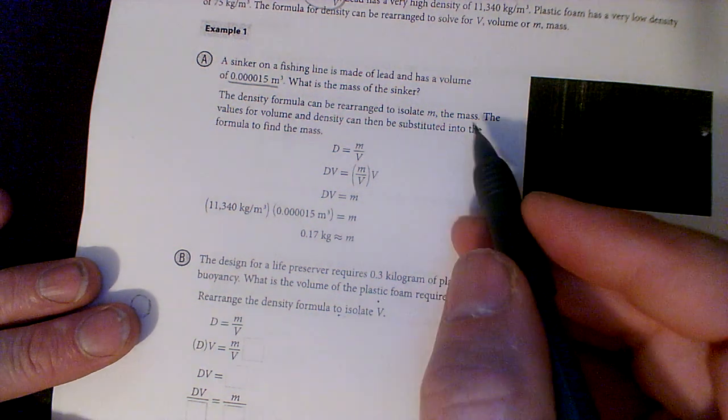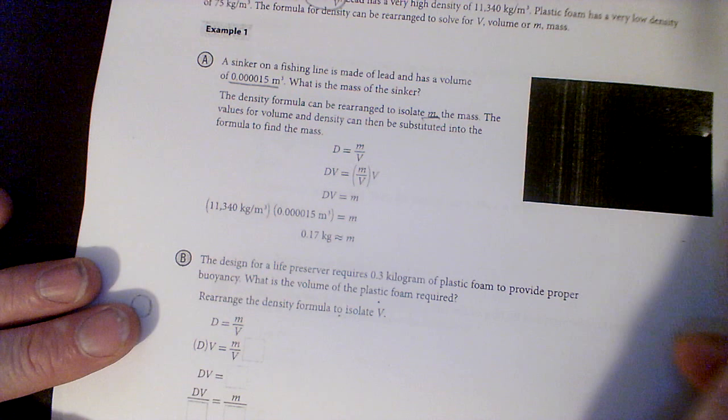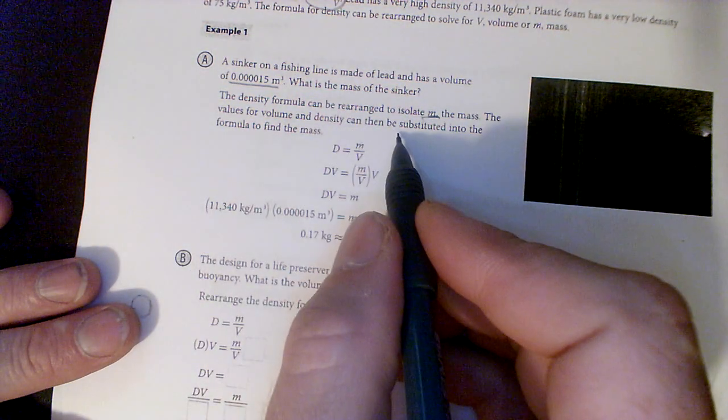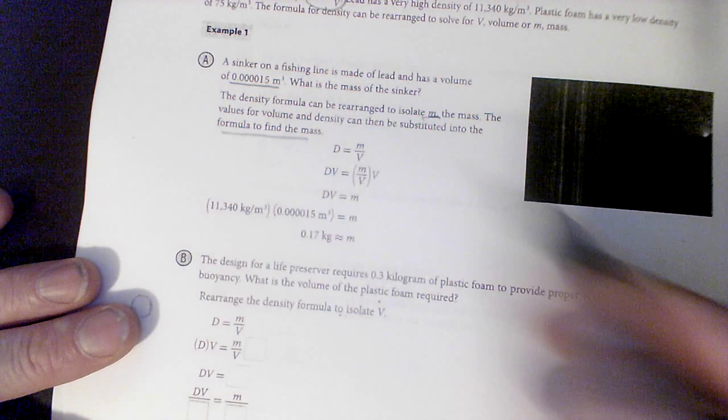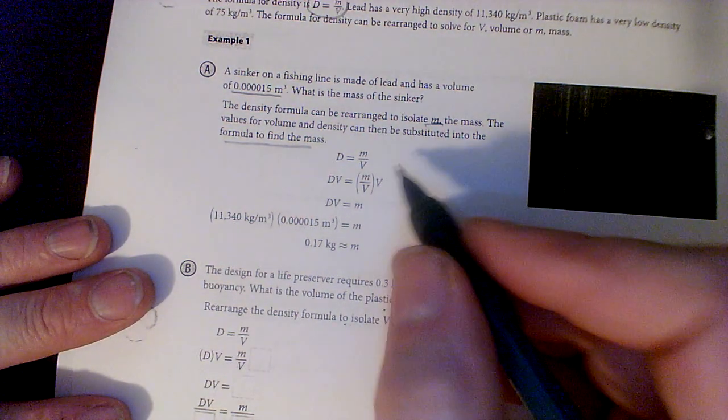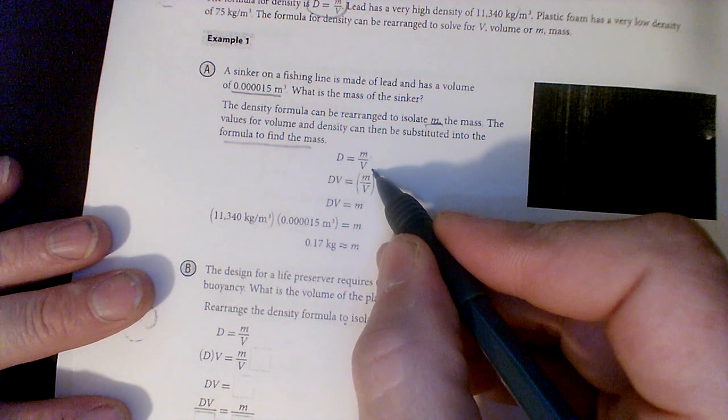So the density formula can be arranged to isolate mass, right? The mass of the volume and the density can be used to substitute into the formula to find the mass. But first, we want to solve for mass, so let's isolate for mass. Look, this says mass divided by volume.